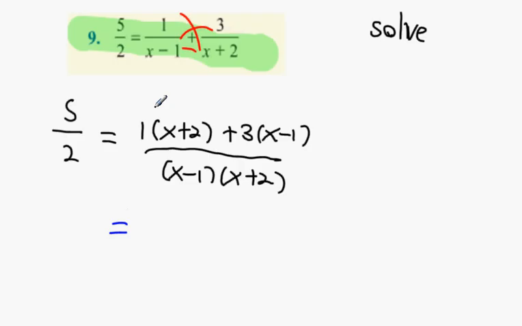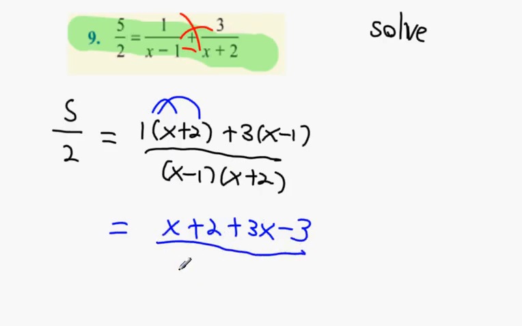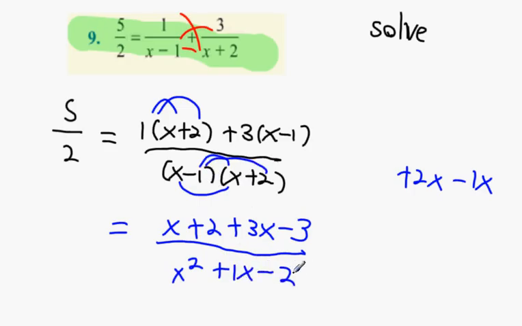Next part, multiply out. You're going to get x plus 2 plus 3x minus 3. On the bottom, you're going to multiply them out. You're going to get x squared. You're going to get a plus 2x, and then you're going to get minus 1x in the middle, which gives you plus 1x. And then finally you're going to multiply minus 1 by 2 and you get minus 2. That's all going to be over 5 over 2.